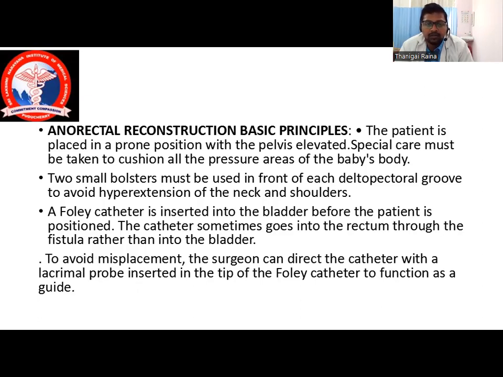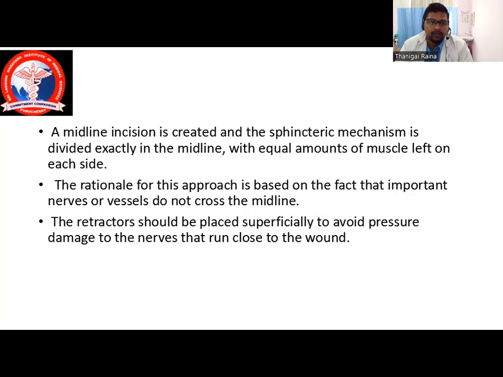The catheter sometimes goes into the rectum through the fistula rather than into the bladder. To avoid misplacement, a surgeon can direct the catheter with a lacrimal probe inserted at the tip of the Foley to function as a guide. A midline incision is created, and the sphincteric mechanism is divided exactly in the midline with an equal amount of muscle left on each side.